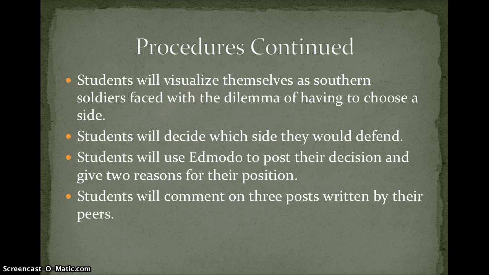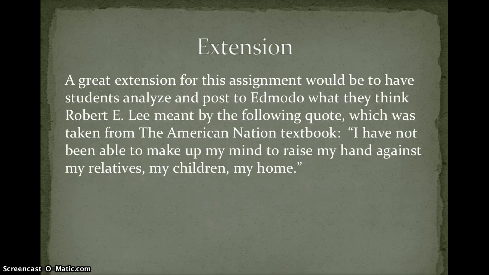A great extension for this assignment would be to have students analyze and post to Edmodo what they think Robert E. Lee meant by the following quote. The quote was taken from the American Nation textbook that my students are currently using, and it reads as follows: "I have not been able to make up my mind to raise my hand against my relatives, my children, my home." Once again, students will go on Edmodo and post what they think he meant by that quote.